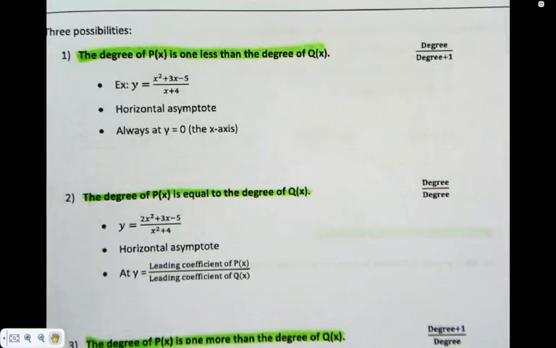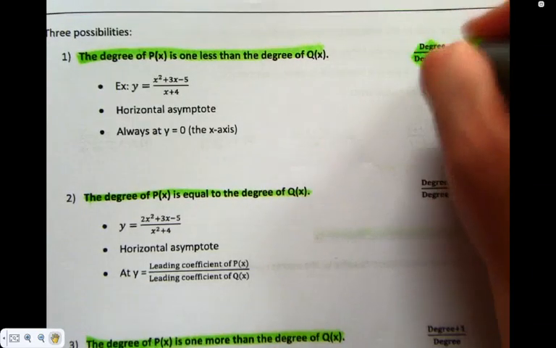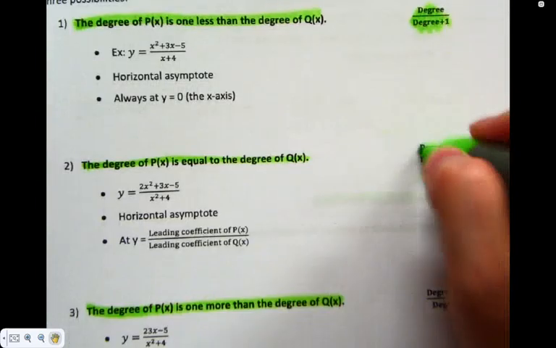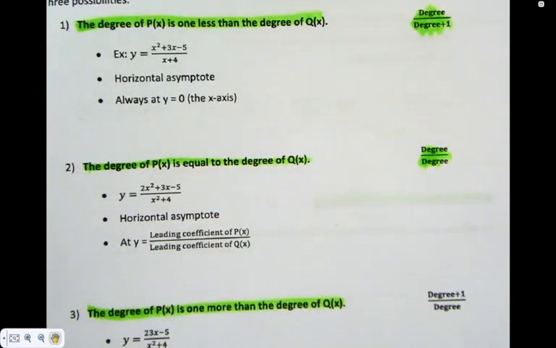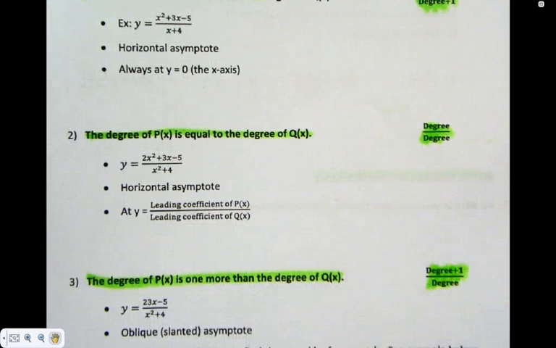Here's how my brain remembers it. I say degree over degree plus 1. The second case is degree over degree, so they match. The third case is degree plus 1 over degree. There are other possibilities. We're not going to talk about them.